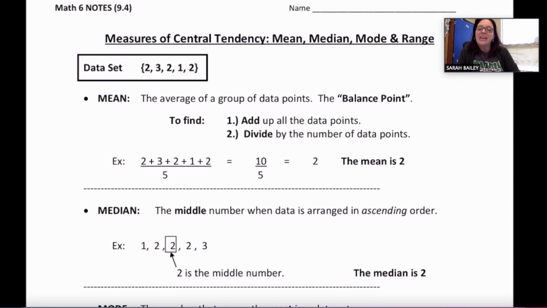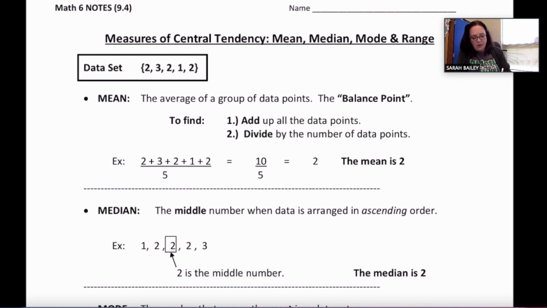Hey everybody! In today's lesson, we're going to talk about central tendency, specifically mean, median, mode, and range. So all of this should be familiar to you. You've learned this before, so a quick review. The mean is known as the average of a group of data points. You might refer to it as a balance point.